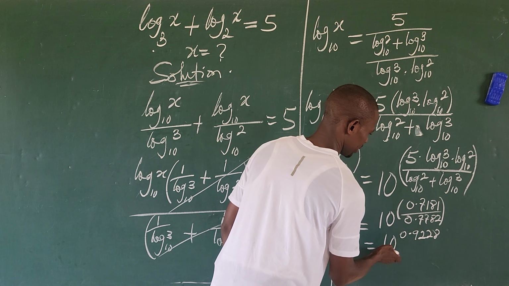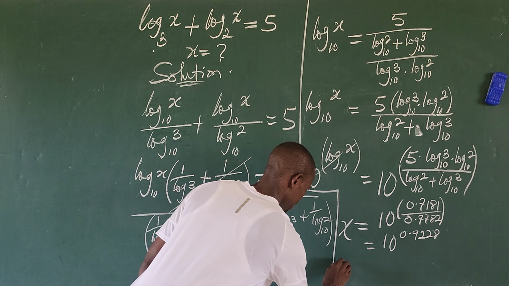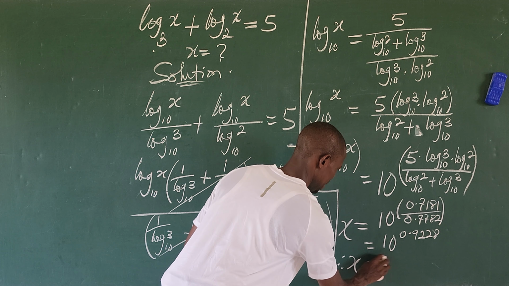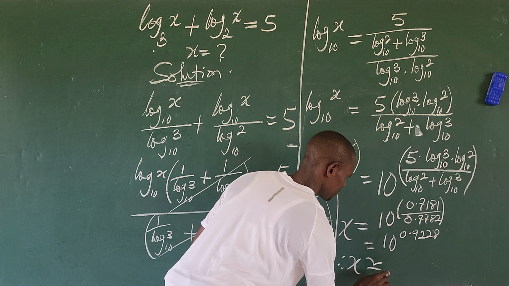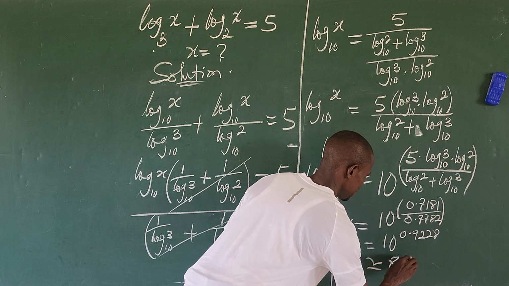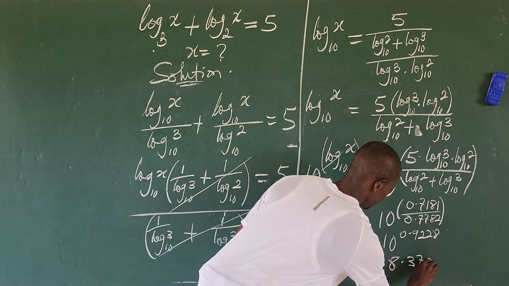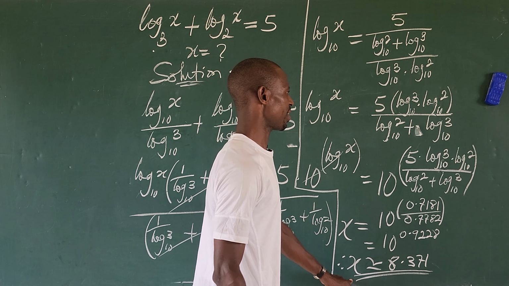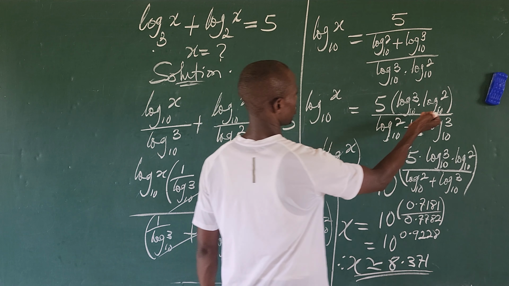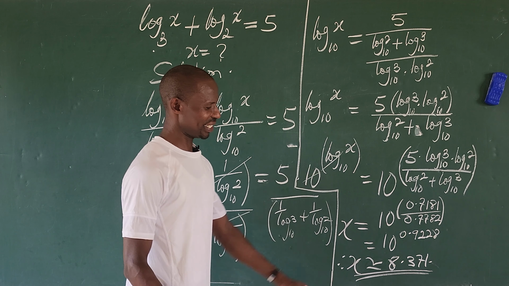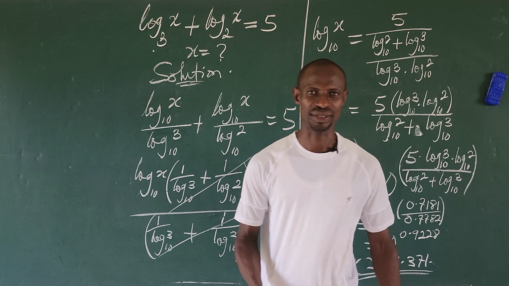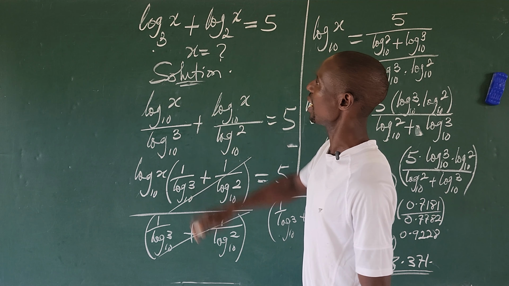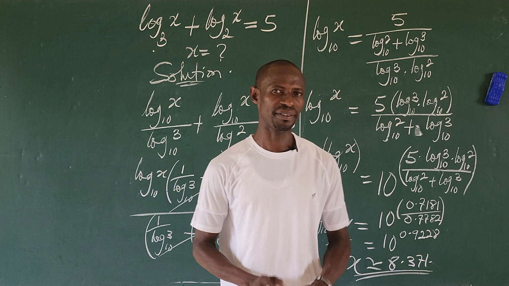If you take 10 to the power of this, therefore x is equal to, let's take the approximate value, approximately 8.371. All right, so this is the numerical value of x. Again, we can stop at this point. This is the numerical value of x that will satisfy this expression. If you put it here and simplify, it's going to give you an approximate value.